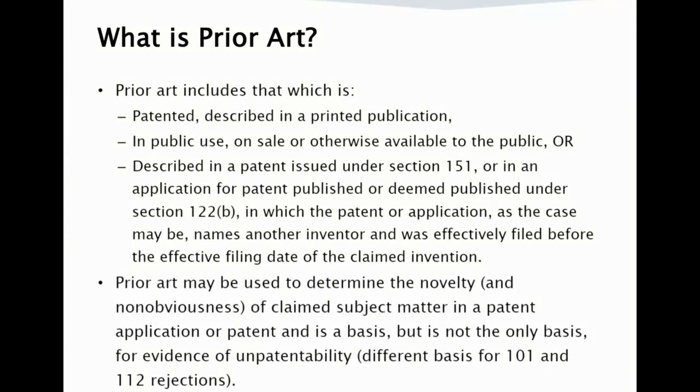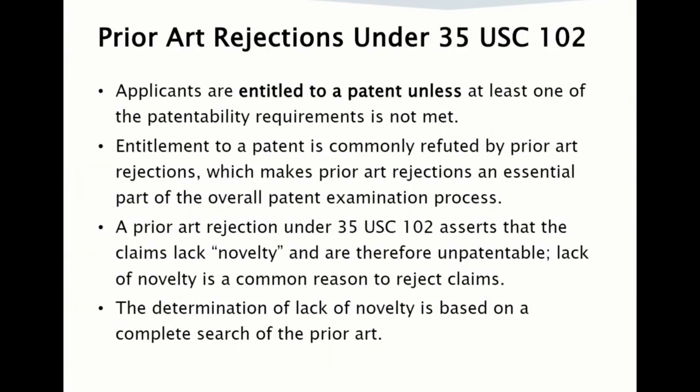Prior art is used to determine whether claimed subject matter lacks novelty or is obvious, thereby being one basis for evidence of unpatentability. Different bases apply to rejections under Sections 101 and 112, and those are covered in other modules. Rejections under 35 U.S.C. 102 use prior art as evidence that a claimed invention lacks novelty and is therefore unpatentable. Thus, making a complete search and applying prior art properly is an essential part of the overall examination process.